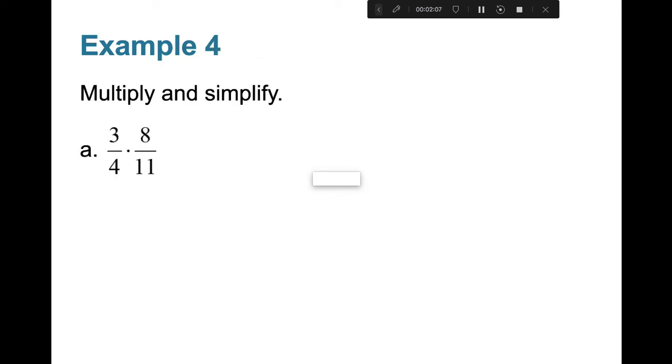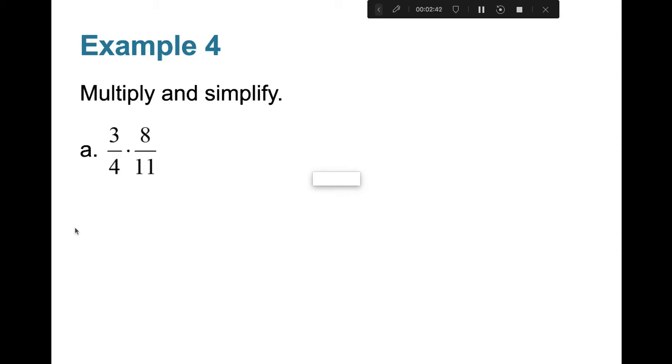Example 4, we have 3/4 times 8/11. Before we work this one out, we're going to talk a little bit about when we multiply fractions, how we can cross-cancel. Cross-canceling saves us a step when it comes to reducing at the end. If we look at these numbers and we see numbers that are diagonal from each other that can reduce, we can reduce them at this point instead of waiting till after we multiply.